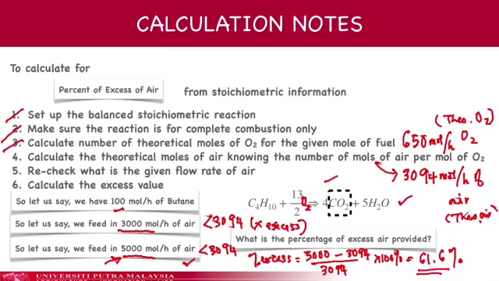Okay, what can we say from this exercise? It tells us that to calculate a percent of excess air, you don't need to know how much O2 had been spent. You only need to know what is the value of the theoretical air required and how much air is being supplied into the system. All right. There are only two things that you have to know: the value for the theoretical air and the value that is being supplied.